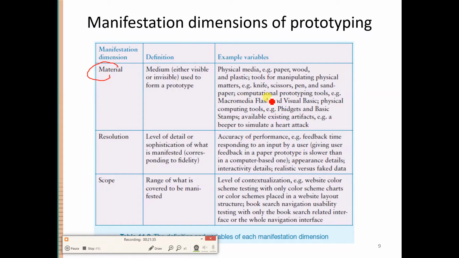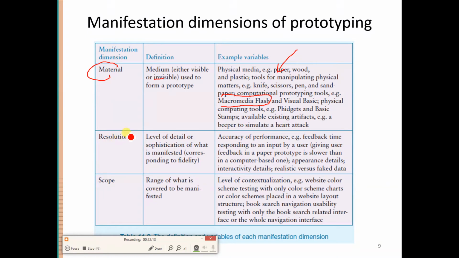Or the computational prototype, in which we can say that the material is not visible. For example, if we are using software called Macromedia Flash, which is owned by Adobe, or Visual Basic, these are software which are not visible, so their material is not visible. So they can either be visible or not visible. But I also told you that, for example, if we are creating the prototype using paper, the final product may not be constructed of paper; it may be of some other material.